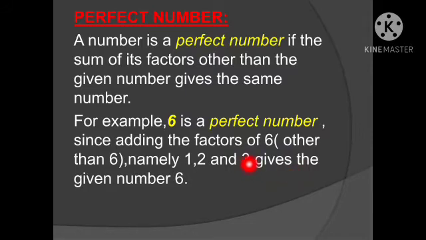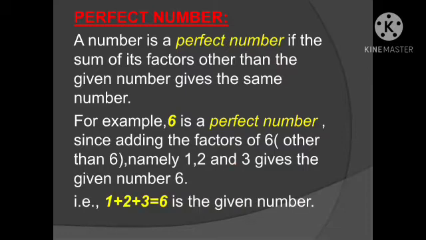See, we are adding the factors of 6. So leave the number 6 and add the other factors of 6. The factors of 6 are 1, 2, 3 and 6. You have to leave the number 6. Then the remaining numbers are 1, 2 and 3. That is 1 plus 2 plus 3 equal to 6. 6 is the given number. It's clear now, students. If you add the factors of 6 except that number, you will get the number by adding the remaining factors.